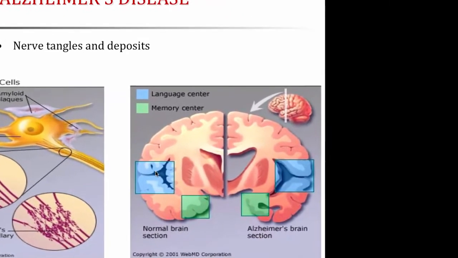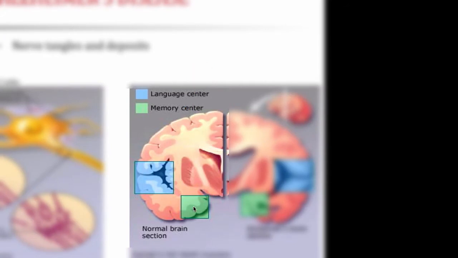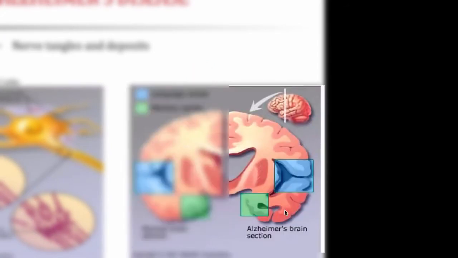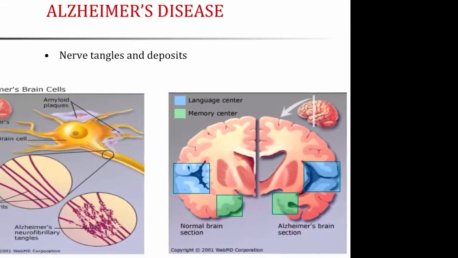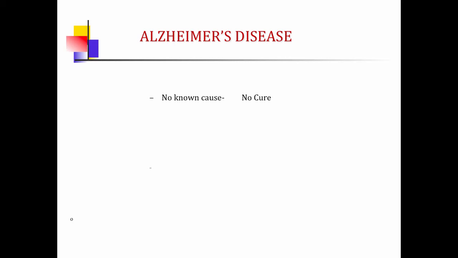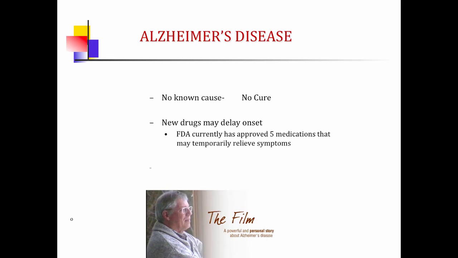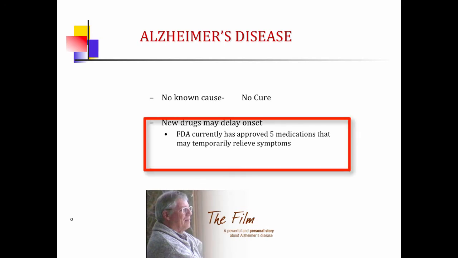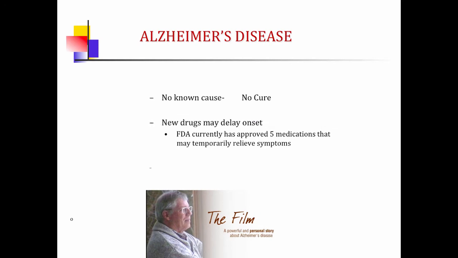On the left is a normal brain. This segment controls language. This segment controls memory. In an Alzheimer's brain, due to the damage of these nerve fibers, there is a profound difference in the language and memory centers, leading to the changes that are associated with Alzheimer's disease. There's no known cause, and as of right now, there's no cure, but there are new drugs. The FDA has currently approved 5 medications that may delay onset and temporarily relieve symptoms associated with Alzheimer's disease.